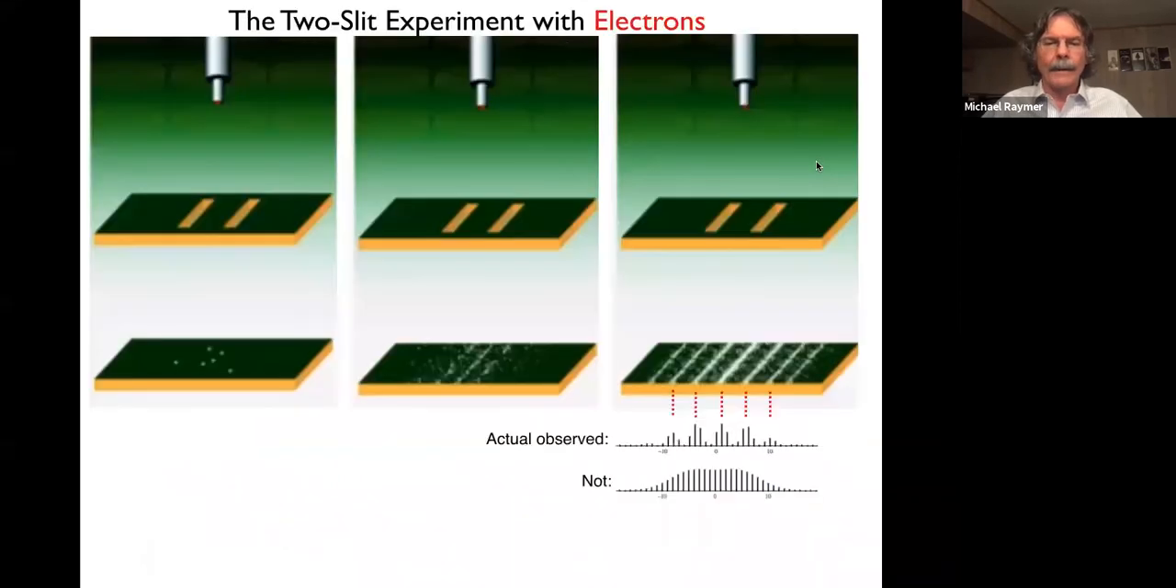Okay, but now let's do the same experiment with electrons. This experiment has been done. We have what's called an electron gun up here, or electron emitter. It's just a hot piece of metal, and electrons come boiling off of it with high energy, but they come off one at a time. So one electron comes off, goes through this slit and lands here, or maybe it goes through this slit and lands here, and makes some little spots there.